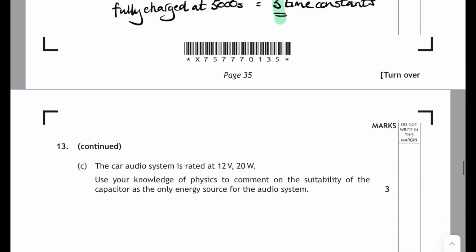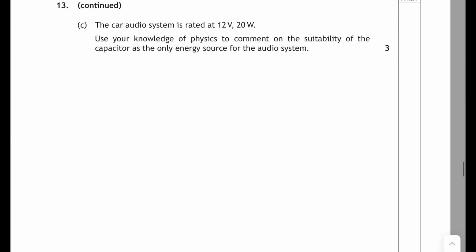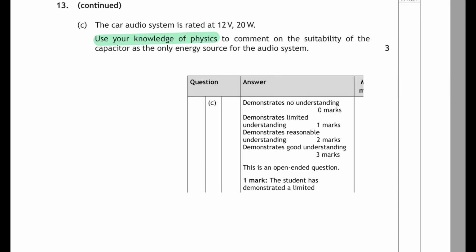Right, moving on, question 13C. The car audio system is rated at 12 volts, 20 watts. Use your knowledge of physics to comment on the suitability of the capacitor as the only energy source for the car audio system. Well, you should know by now, use your knowledge of physics questions are open-ended questions, and this is your opportunity to put down as much relevant physics as you can to try and answer this question. There's no marking scheme for open-ended questions. You just get 3 marks if it's a good answer, 2 if it's reasonable, 1 if it's limited, and 0 if there's no physics at an appropriate level in your answer. So let's see what we can come up with here.